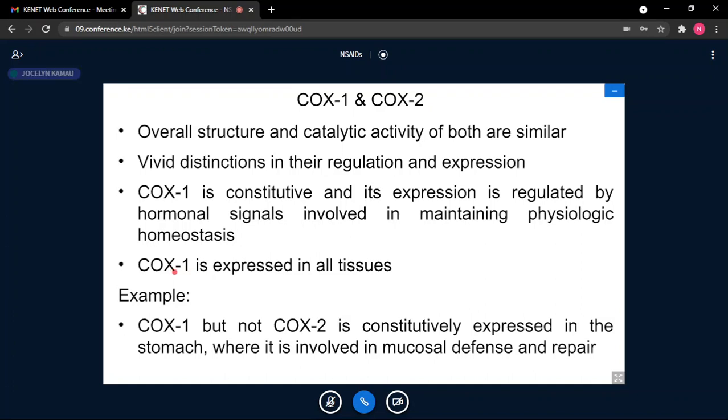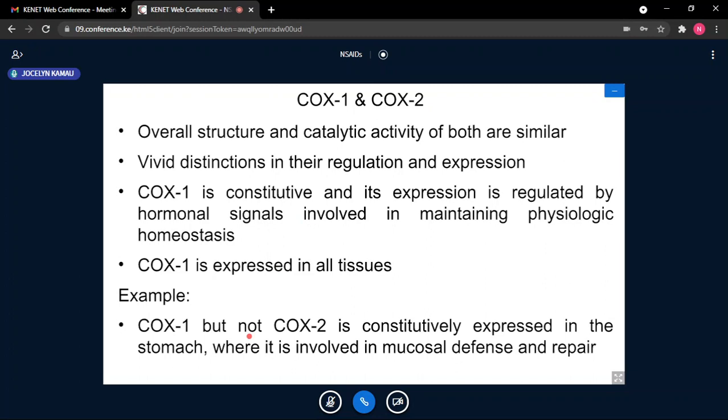COX-1 is also expressed in all tissues. We are saying COX-1, but not COX-2, is constitutively expressed in the stomach, where it is involved in protection. But now I have read a bit more, and there is a bit of COX-2 which is constitutive, but restricted in some areas. COX-1 is found everywhere. There is a COX-2 inducible, but COX-1 is only constitutive. We do not have an inducible COX-1.